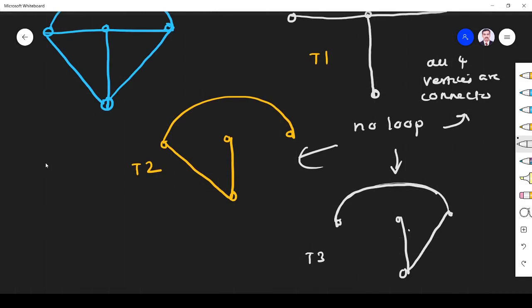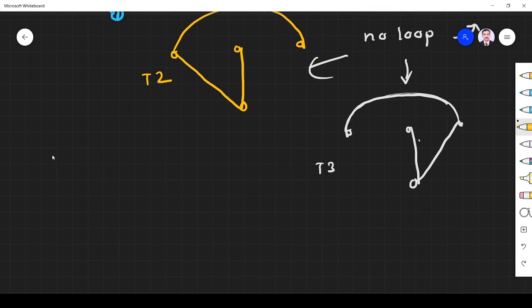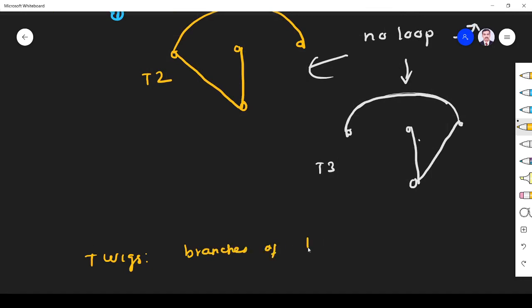So this is a very, very important parameter we must know. Okay, next thing we have to understand from the tree is the branches of tree are called twigs. What is twigs? Branches of tree. Just a normal term we are using, the branches of tree. In a natural tree also it is twigs, no? In the same way we call branches of tree.